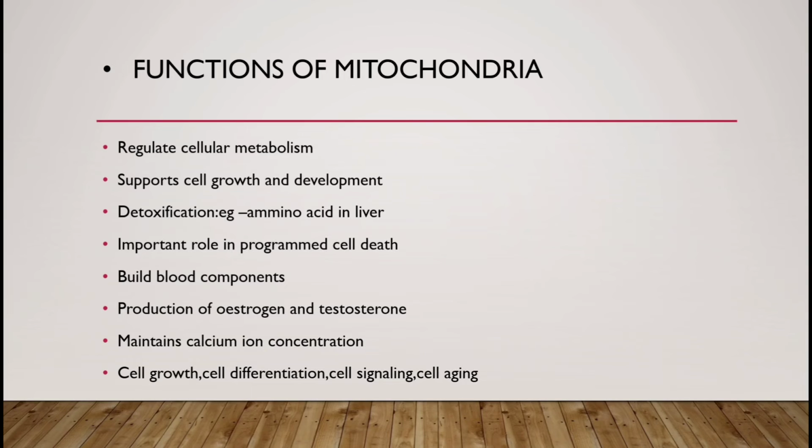Next we see about the function of mitochondria. Mitochondria regulate cellular metabolism, and support cell growth and development, detoxification, for example of amino acids in the liver. They play an important role in programmed cell death, that is apoptosis, build blood components, produce estrogen and testosterone, maintain the calcium ion concentration, and are involved in cell growth, cell differentiation, cell signaling, and cell aging. These are the main functions of the mitochondria.